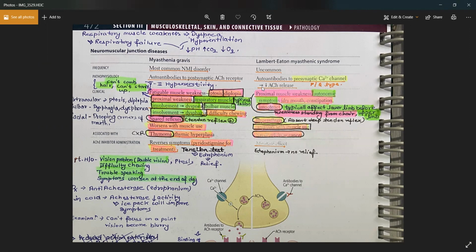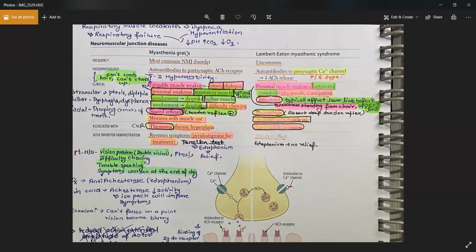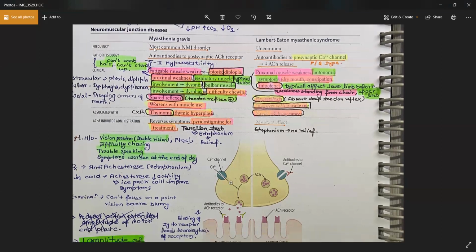So in one condition you have a decreased response to acetylcholine, and in the second condition you have a decreased release of acetylcholine. Very important. Both of these conditions are type 2 hypersensitivity reactions, right? Very important to note. So what are the symptoms of myasthenia gravis?